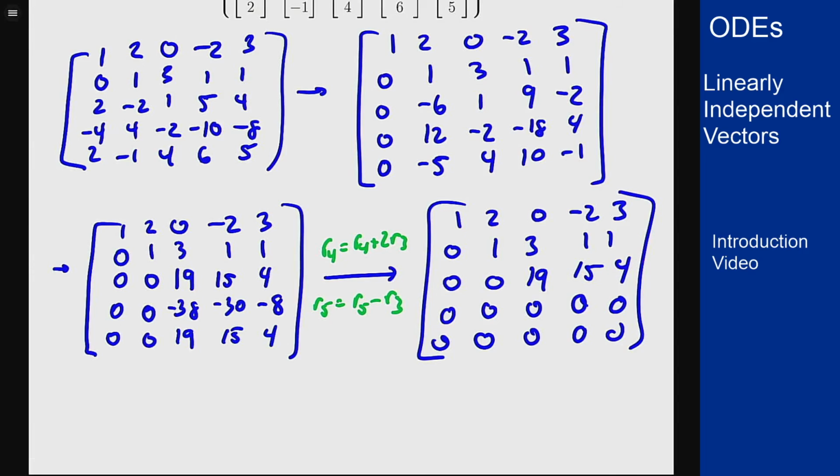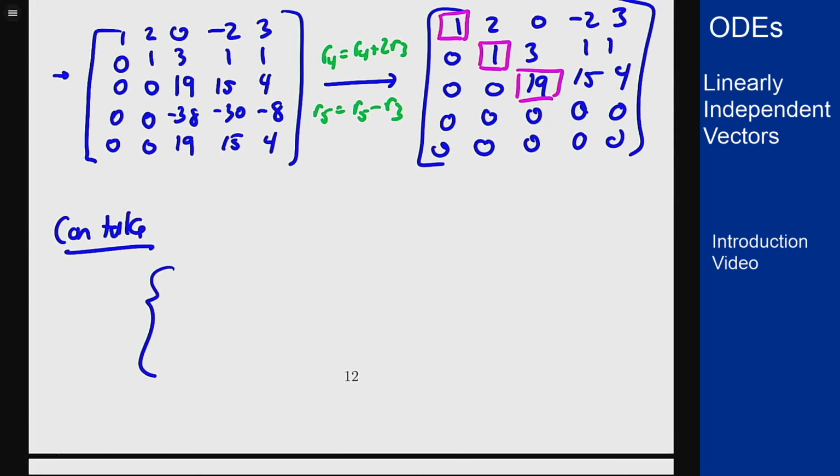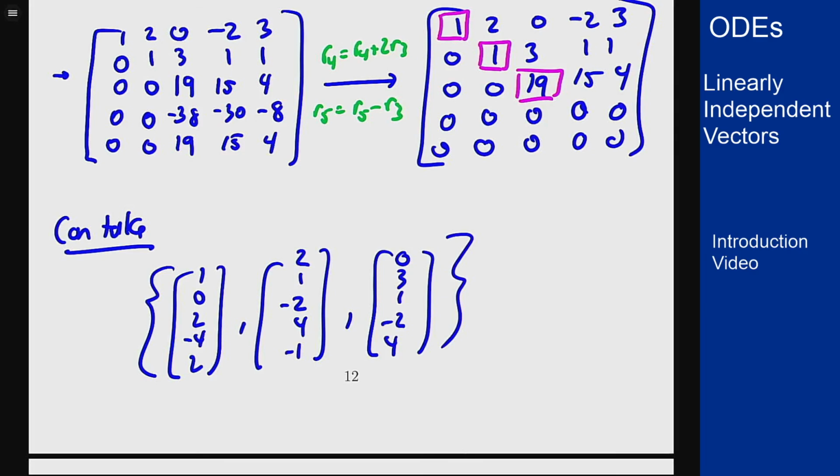But what I need for this setup here is the pivot columns. So I get that column 1, column 2, and column 3 are pivot columns. That'll be a 1 when I divide by 19. And so that means that these vectors are linearly dependent. And I can take the first 3 to use as my linearly independent subset. So I can take the first 3 vectors as a linearly independent subset of this set of vectors.